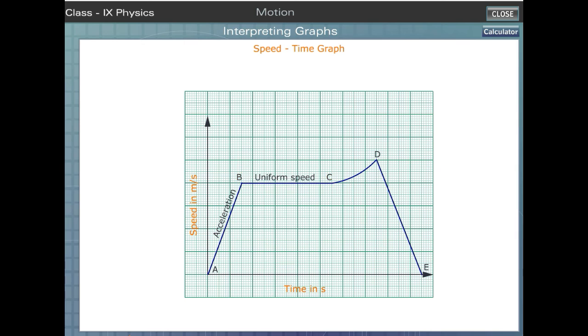The horizontal line BC shows that the object is moving with uniform speed. CD indicates that the speed is varying. The downward sloping line DE indicates that the object is slowing down.